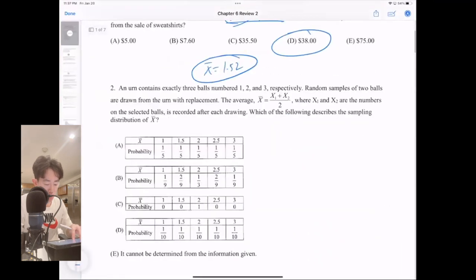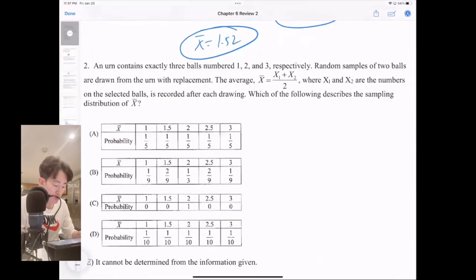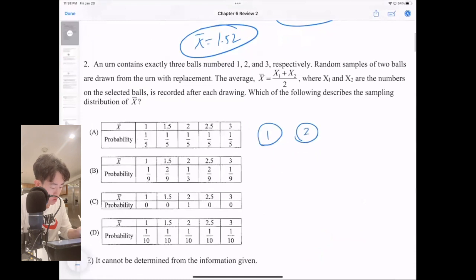All right, number 2. An urn contains exactly 3 balls: 1, 2, and 3. So those are the 3 outcomes that I could potentially have. Then I pick one, and with replacement, I pick the second one. Then I take the average of those two, where x1 and x2 are the numbers. Which of the following describes the sampling distribution?